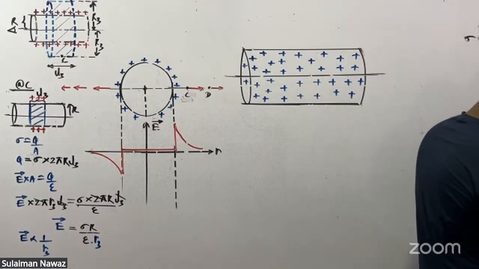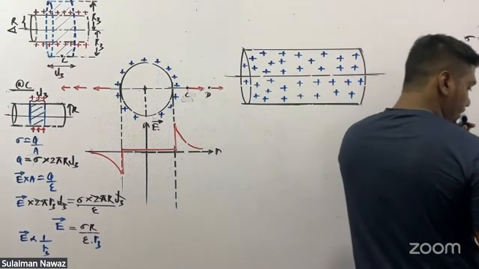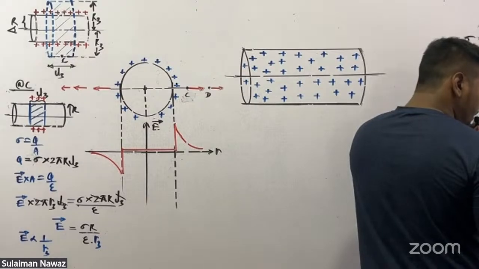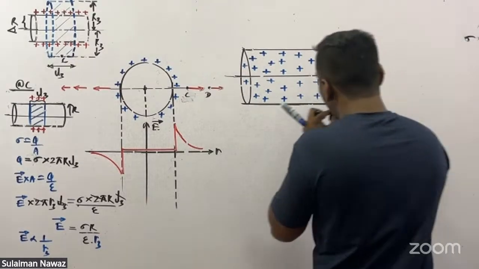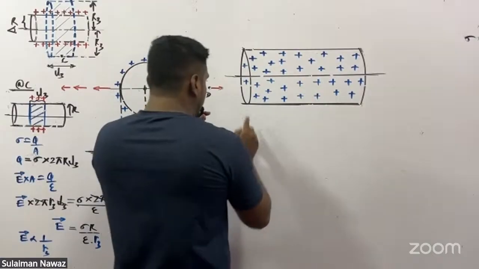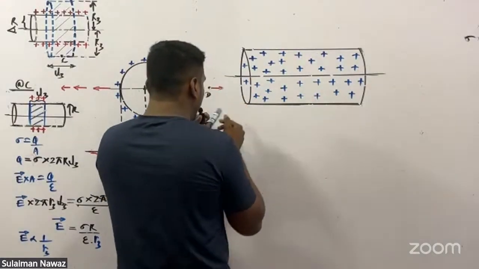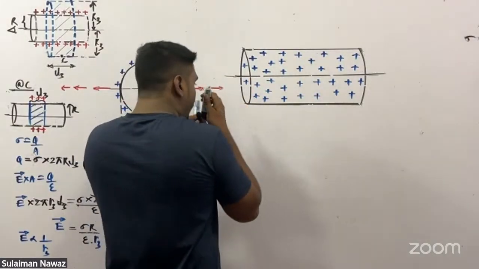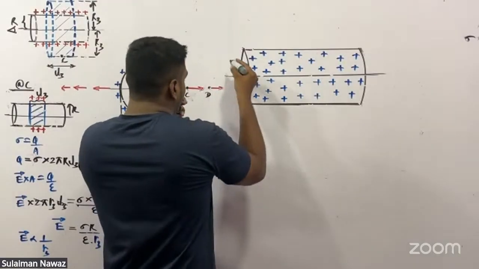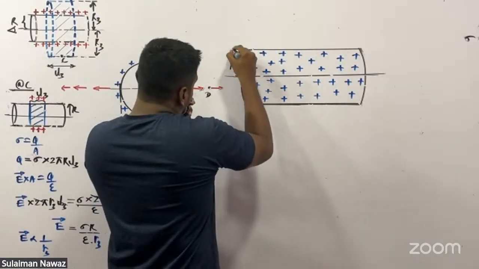And they have given the volume charge density is rho, and the radius of the non-conductive solid cylinder is capital R. Volume charge density is rho, radius capital R.